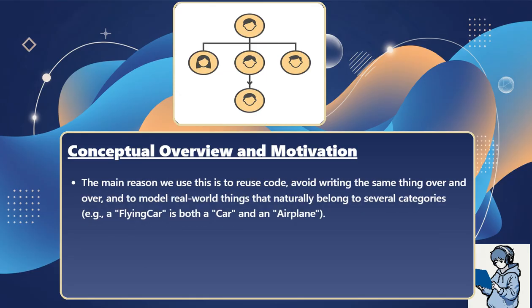The main reason we use this is to reuse code, avoid writing the same thing over and over, and to model real-world things that naturally belong to several categories. For example, a flying car is both a car and an airplane. It helps keep programs tidy and makes new objects easier to create.